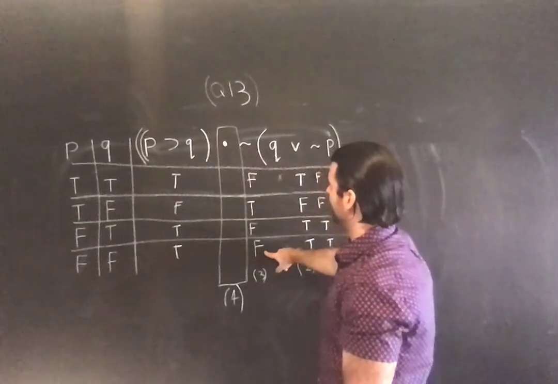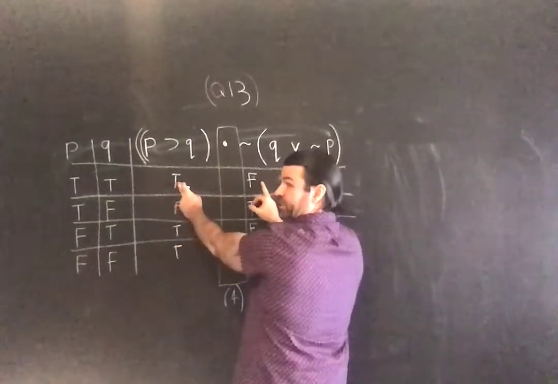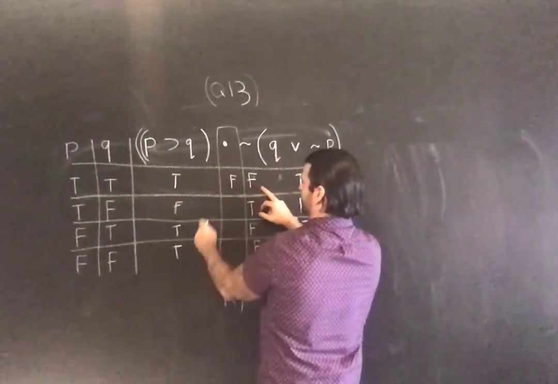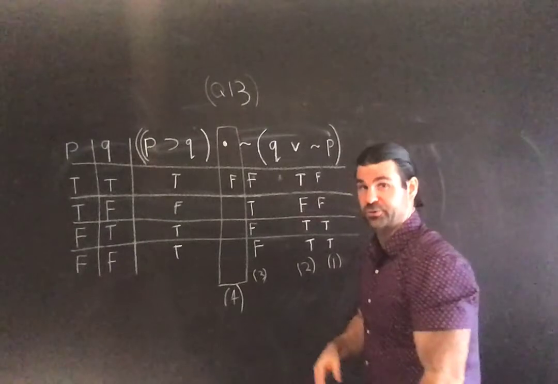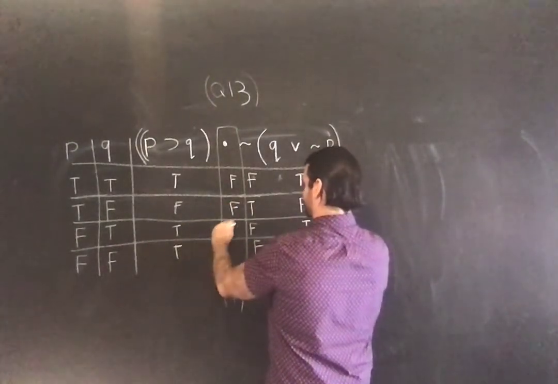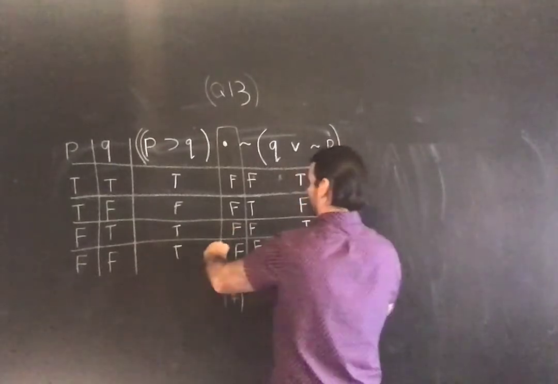Okay, so I'm looking here and I'm looking here and I'm computing: true and false is false. The only way it's true is if they're both true. You all know conjunction. False. So false everywhere? It's false everywhere.